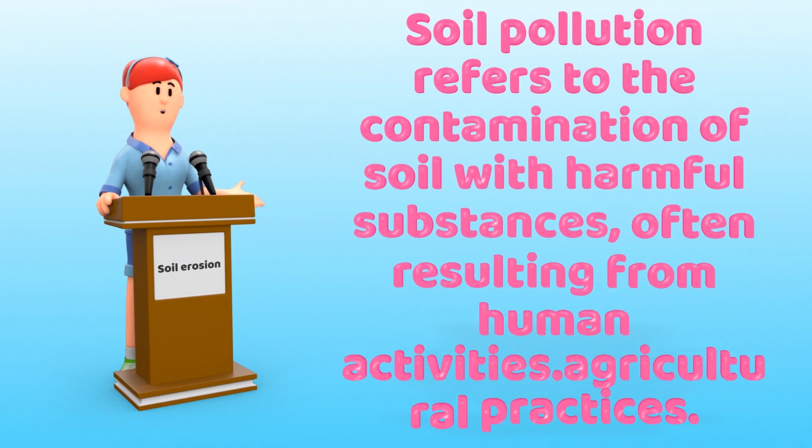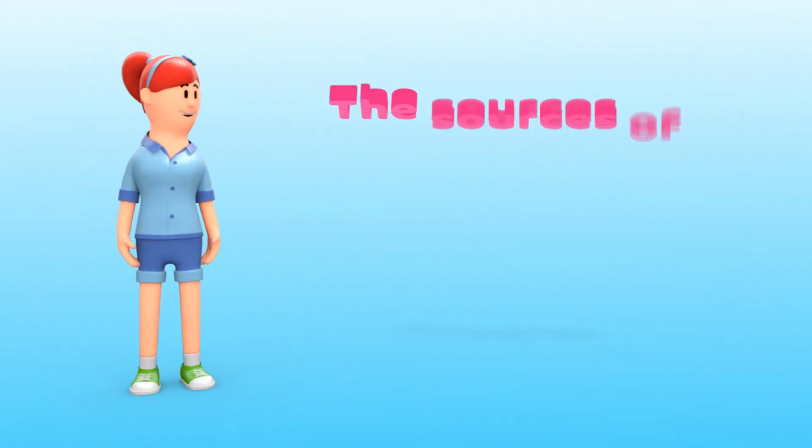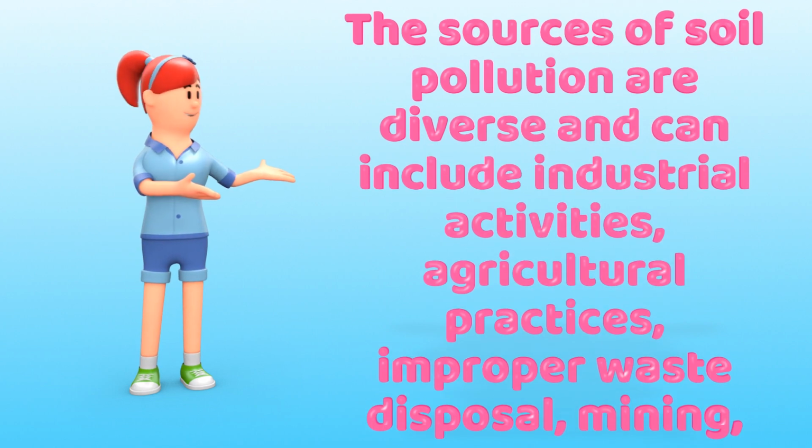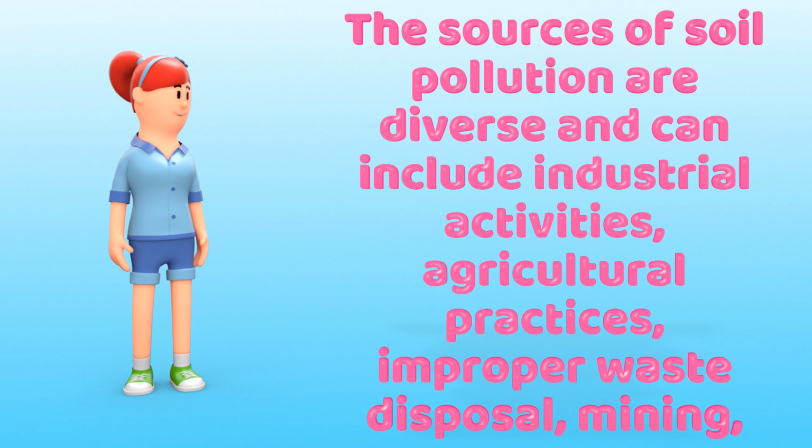Okay, let us see about soil pollution. Soil pollution refers to the contamination of soil with harmful substances, often resulting from human activities like agricultural practice and mining. The sources of soil pollution are diverse and can include industrial activities, agricultural practice, improper waste disposal, and mining.